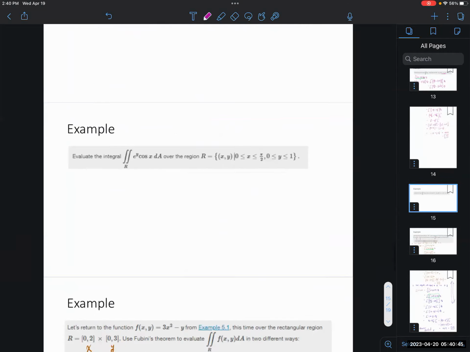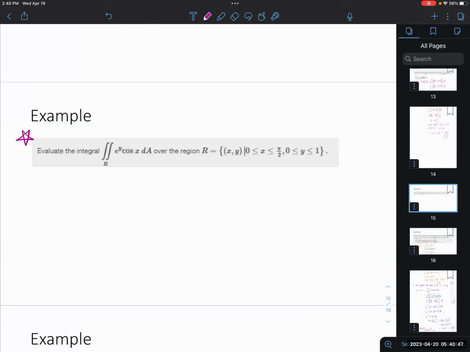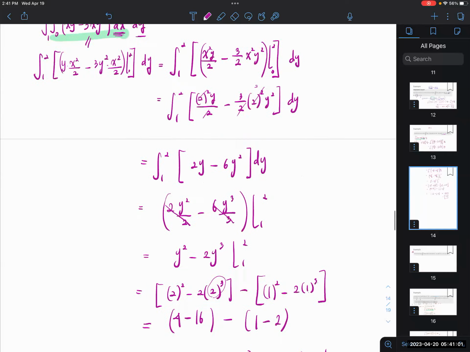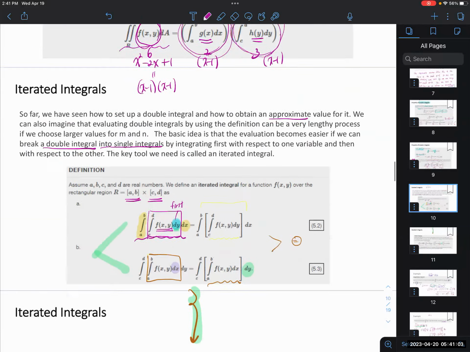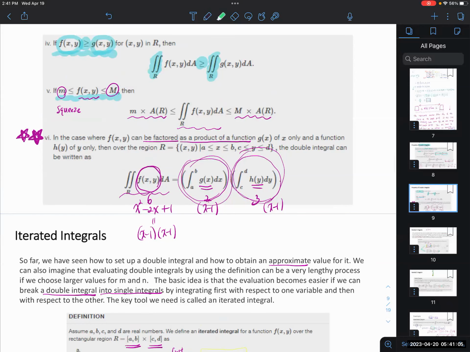So this one is a little bit tricky, okay? Because you feel like, oh my goodness, there are two functions, e to the y and cosine x. Should I have to use the product rule? No. There's no product rule in a double integral because of this fact. Let me go up, up, up. Do you remember this one? I actually highlighted it.